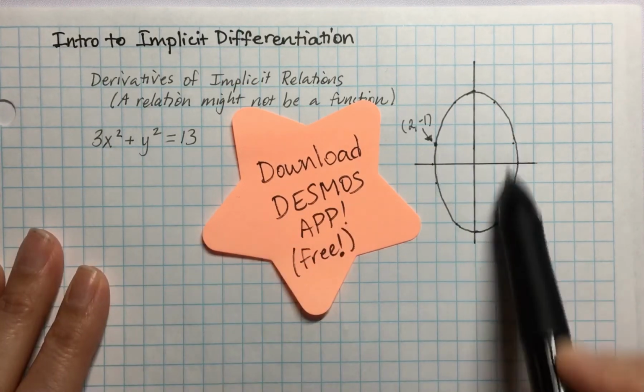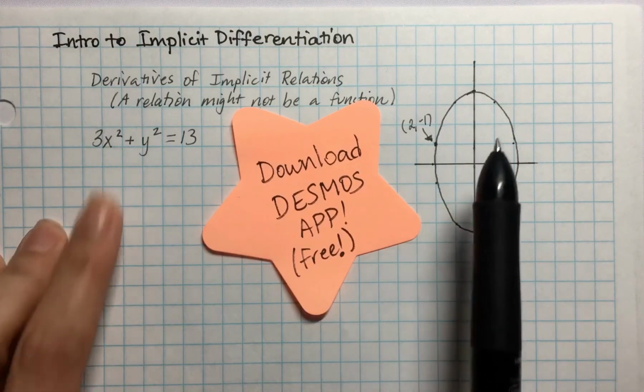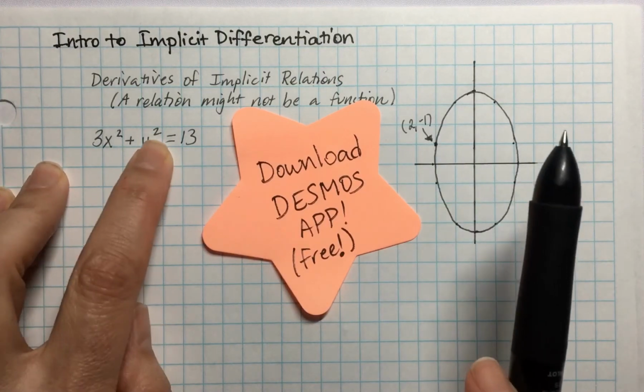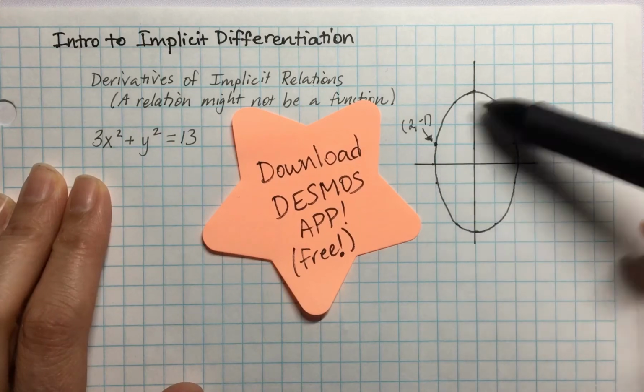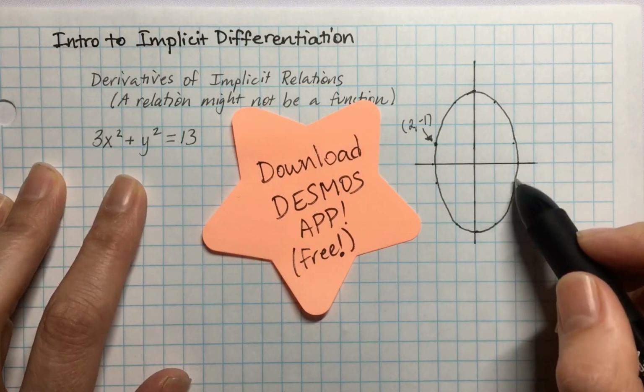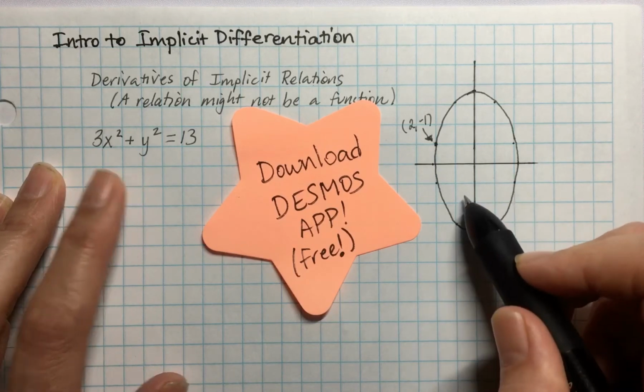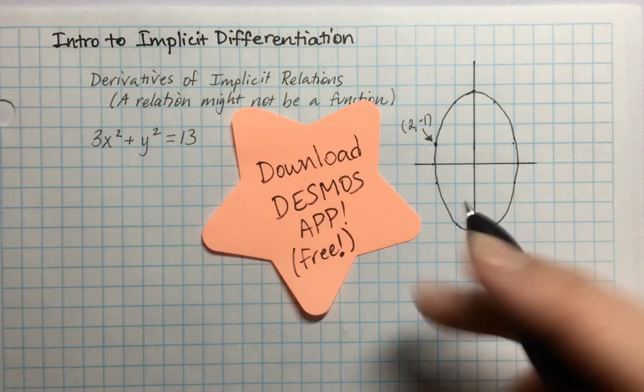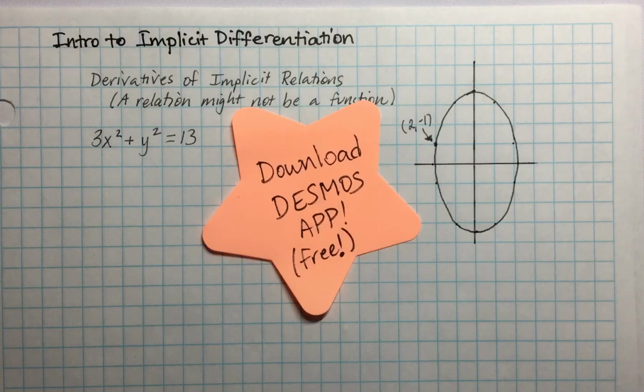It's this ellipse right here. I could solve this for y, but because of that squared, I would get a plus or minus because you have the top and the bottom. So we might not want to, or it's possible we might not be able to solve for y and derive like we normally would.